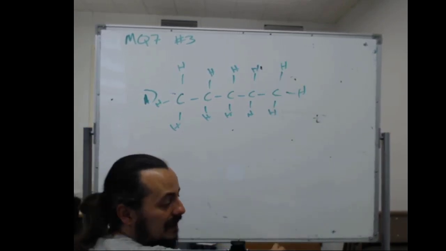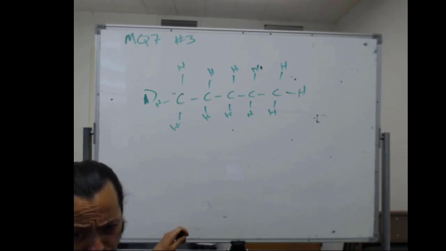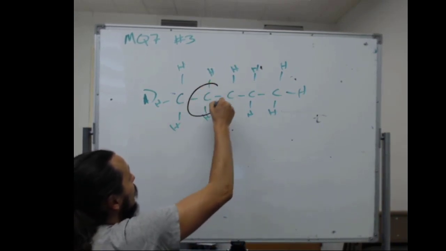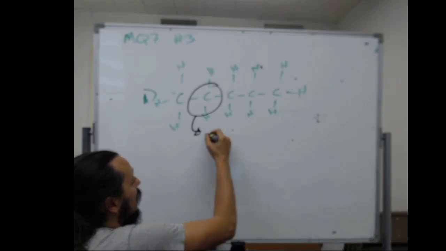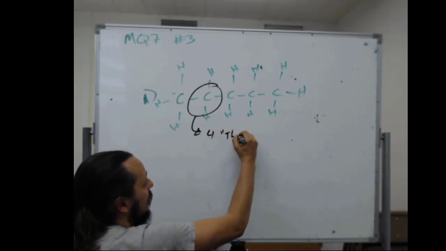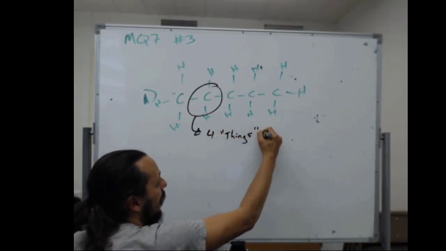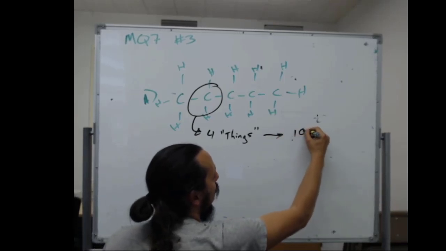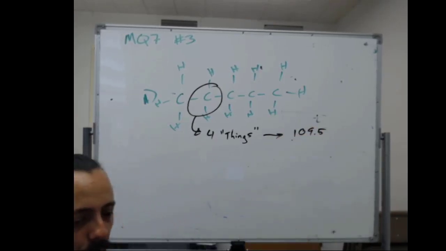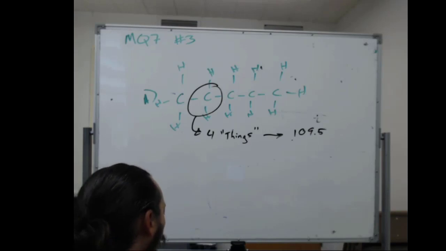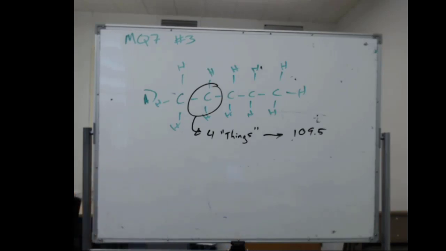And if we want to look particularly at this carbon, 4 things means it's going to be a 109.5 angle. Yeah. And then we have to check the other ones.